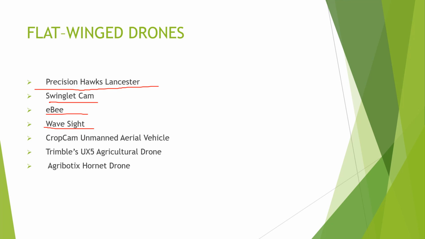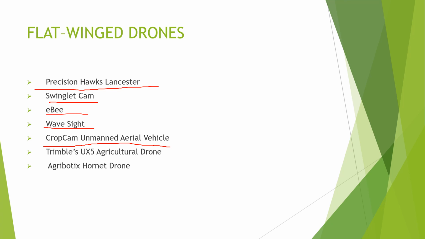And the next one is the Crop Cam unmanned aerial vehicle. Crop Cam is a very sleek, small, and lightweight agriculture drone that can actually fit into a suitcase, whatever we carry for travel purposes. The technical aspects are 60 kilometer per hour speed, and it can withstand wind speeds of 30 kilometer per hour in the atmosphere.